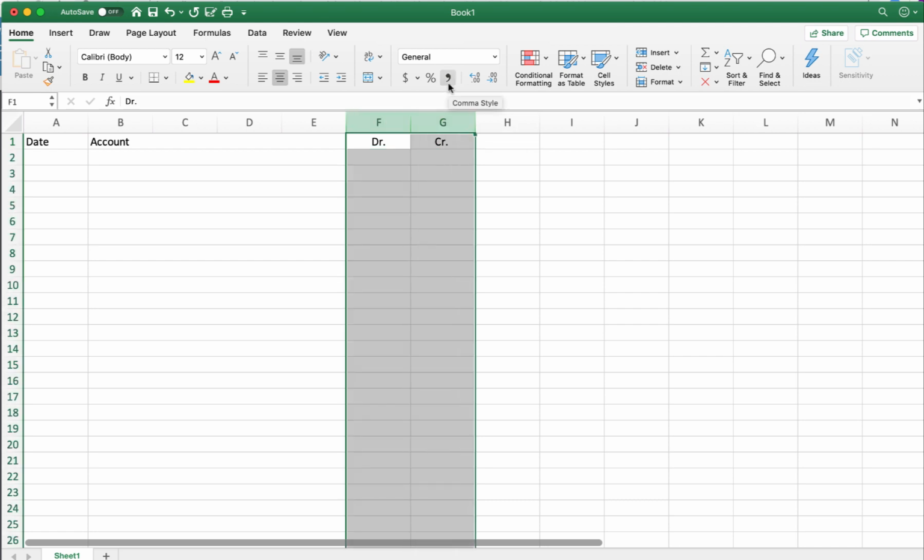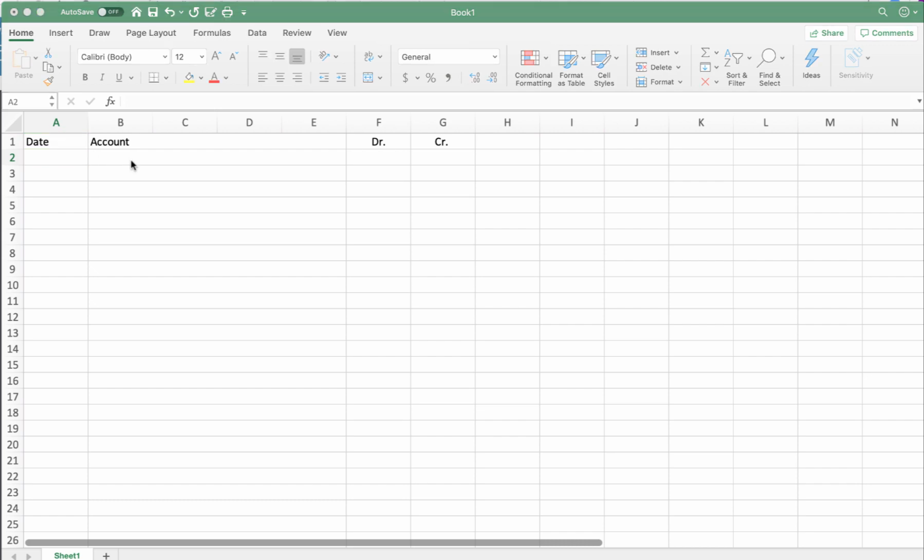Remember, we need to put the proper number style in. So remember, we want to go ahead and click our comma button, and then we want to decrease the decimal point by 2 because we don't need any cents here. Okay, so bear with me. I'm going to try and flip back and forth.